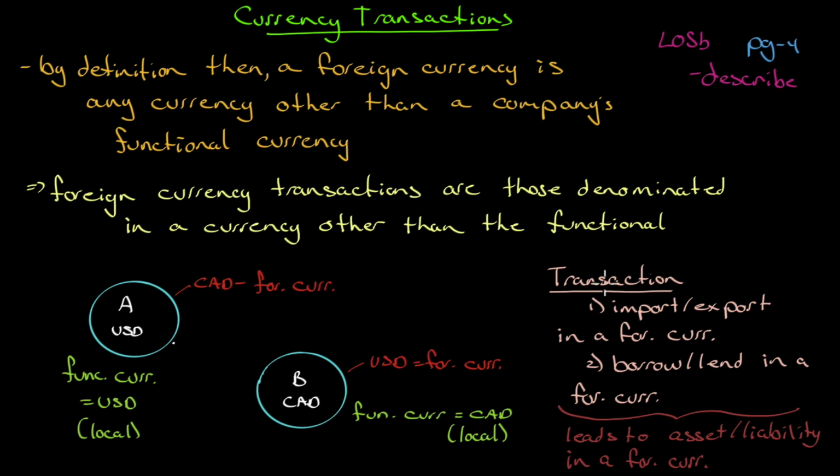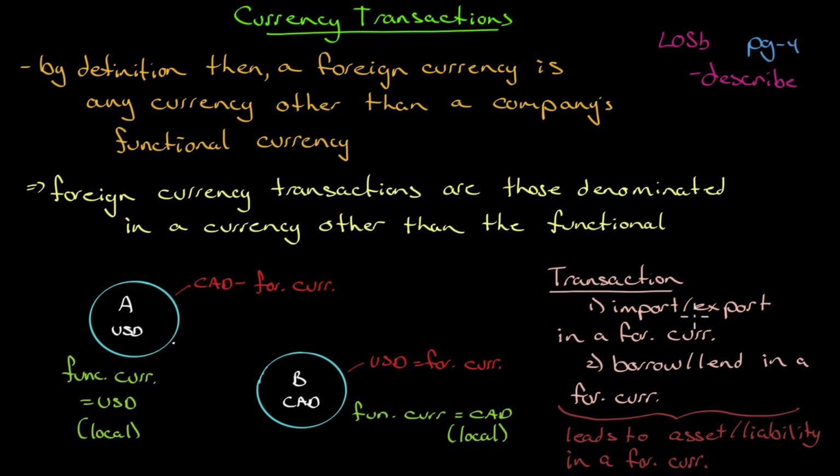There are two types of transactions which can lead to a foreign currency transaction. Import or export in a foreign currency. So the Canadian company can export something and bill it in US dollars. That's a foreign currency transaction. However, if the Canadian company exported something and billed it in Canadian dollars, even though it's an export, it is not a foreign currency transaction.